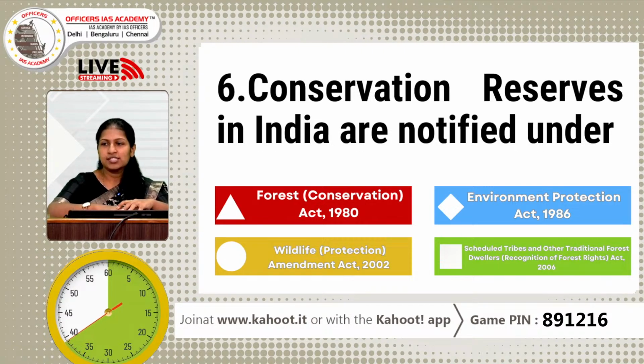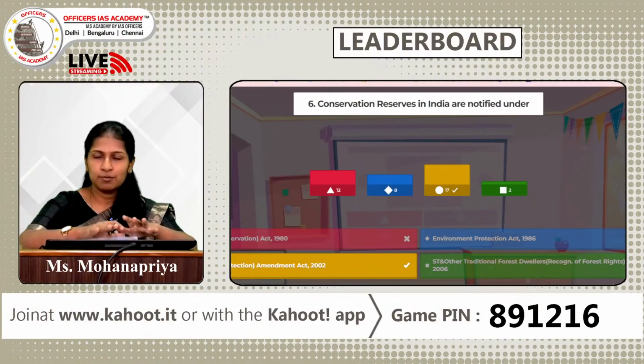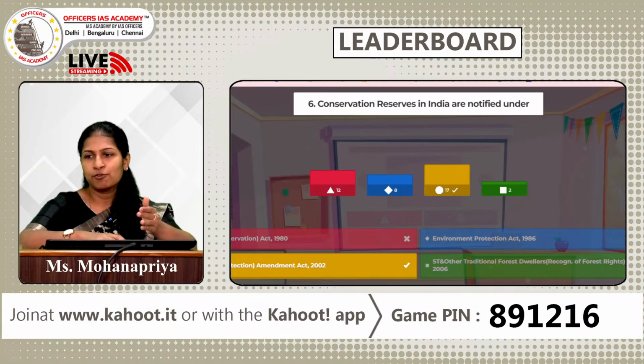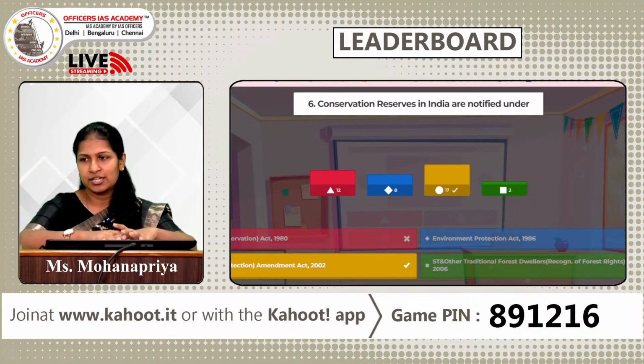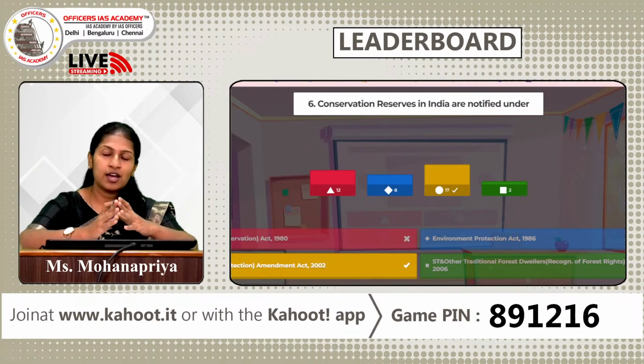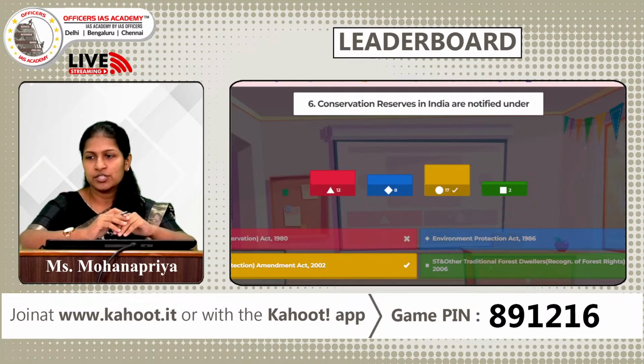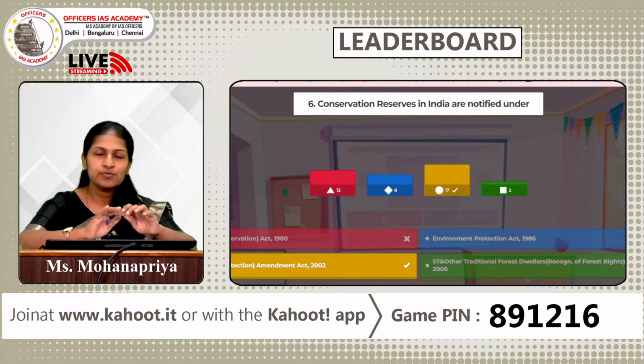Okay, so this question seems to have a little bit of confusion between the first Forest Conservation Act and Wildlife Protection Act because very close answers. So 12 students have given A as the answer, that is Forest Conservation Act, and 17 have given Wildlife Protection Amendment Act as the answer. However, the right answer is this Wildlife Protection Amendment Act.